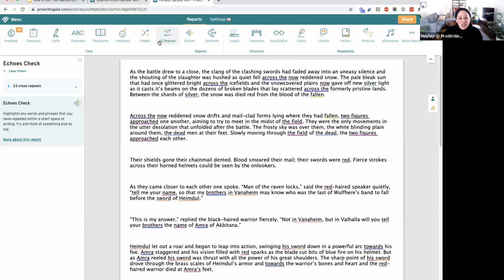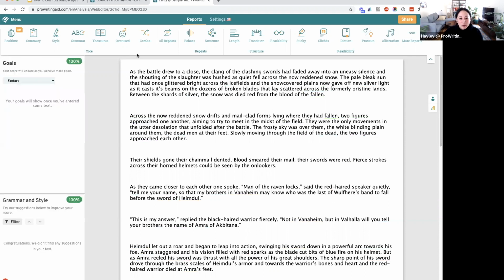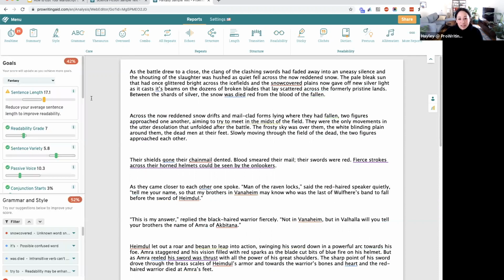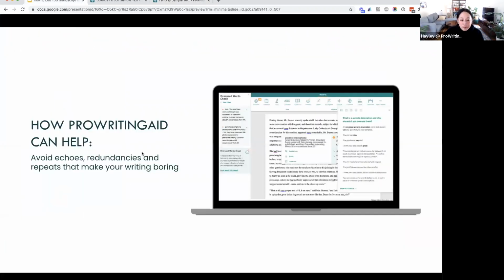And then our repeats check, and I'm just not going to show it for time, but our repeats check also does very similar things. It finds repeated 4, 3, 2-word phrases, and if we have time at the end, I'll show you guys how that works, so that you can find the places where you've said, again, across the icy fields, that type of thing.